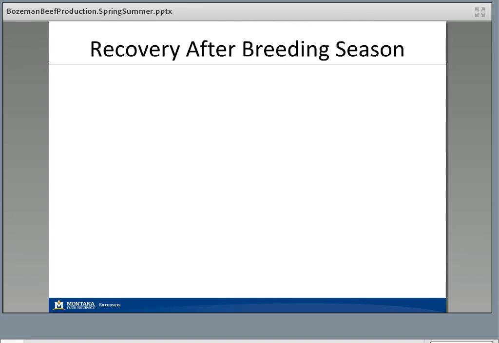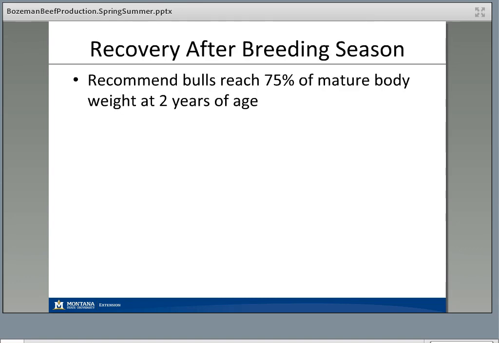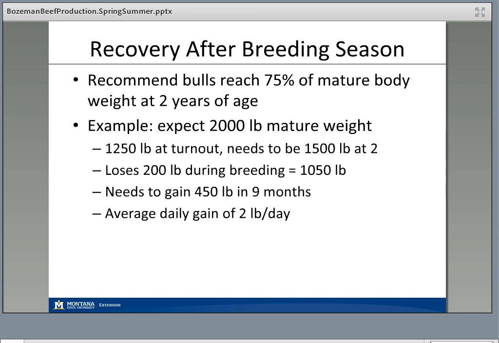Then after the breeding season, we recommend that bulls reach about 75% of their mature weight by 2 years of age. Let's say we have a bull that we expect to weigh a ton when he's mature. He's a yearling bull who weighed 1250 at turnout, and if we want to get to 75% of that 2,000 pounds, he needs to be 1,500 pounds by 2. Let's say he loses 200 pounds during the breeding season and weighs 1,050 when you pull him from the cows. This means he needs to gain about 450 pounds in the subsequent 9 months. This yields an average daily gain of about 2 pounds per day.